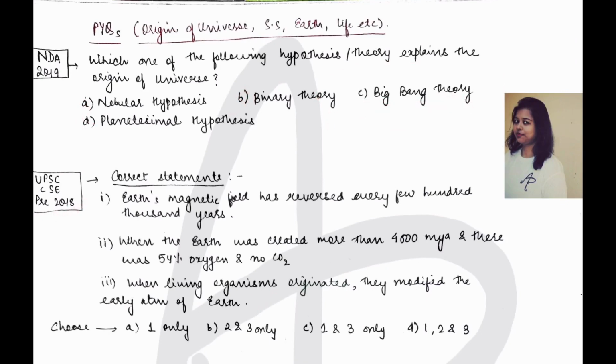Next question was from pre-2018 UPSC CSE itself, Civil Services Examination, and they have asked you to choose the correct statements amongst the following. The first one says, Earth's magnetic field has reversed every few thousand years. Second is, when the Earth was created more than 4,000 million years ago, there was 54% oxygen and no carbon dioxide. Third, when the living organisms originated, they modified the early atmosphere of the Earth. So 1 only, 2 and 3 only, 1 and 3 only, 1, 2 and 3.